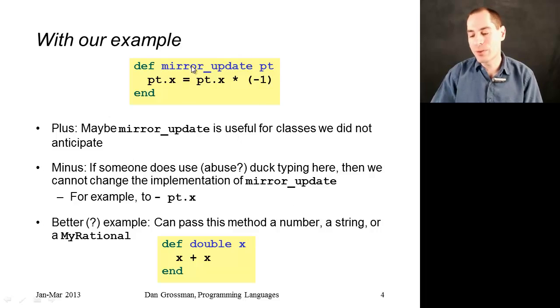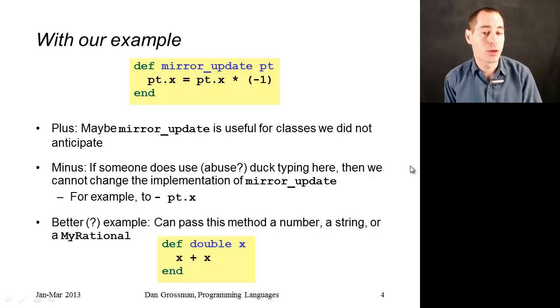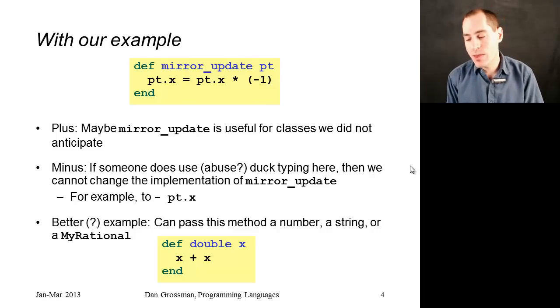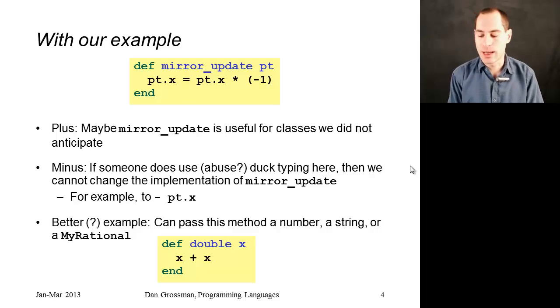So for examples like this, like mirror update, I think duck typing is actually often poor style. That there may be things that are not quite points that are appropriate to pass to mirror update, but I don't want to pass some arbitrary thing that just happens to have methods x and x=. But there are good examples of duck typing, I have to admit.